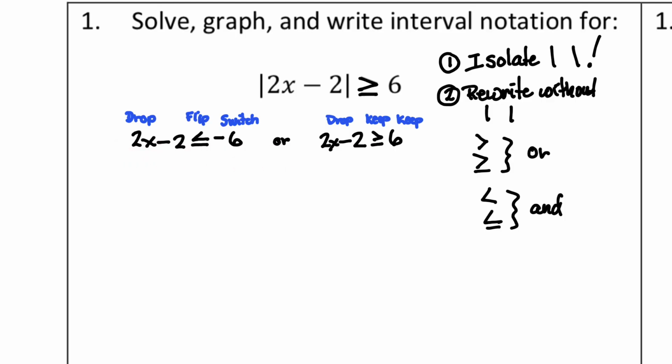Okay, now you solve that. And you already know how to do that part because we did those before. Okay, so here's the center, add 2, add 2. We get 2x is less than or equal to negative 4. Divide by 2, divide by 2. I'm not changing anything because that 2 isn't negative. Okay, so that stays just how it is. Okay, over here, we're going to do the same steps. Add 2, add 2. 2x is greater than or equal to 8.